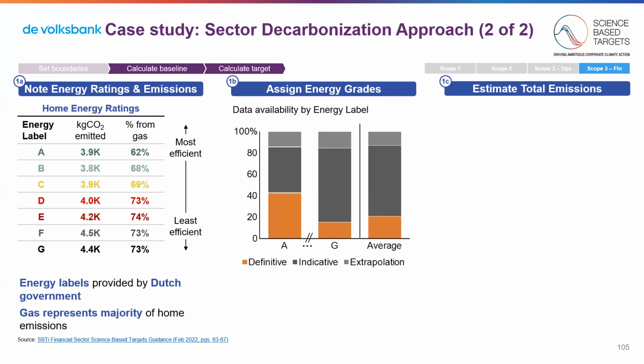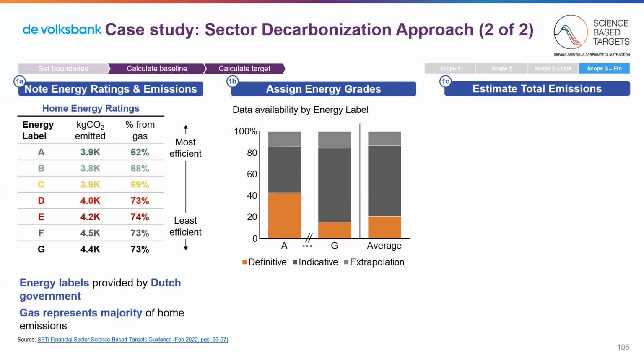Next, De Volksbank had to assign these energy ratings across their portfolio. On these bar charts, you will see that De Volksbank had a range of data availability. The orange sections represent definitive, high-quality ratings, newer homes who had official government ratings, for example. The dark gray bars show indicative data, homes where De Volksbank could likely estimate a home energy rating given its age, neighborhood, and other factors such as building materials. Lastly, the light gray shows that some data across all energy ratings were extrapolated estimates.